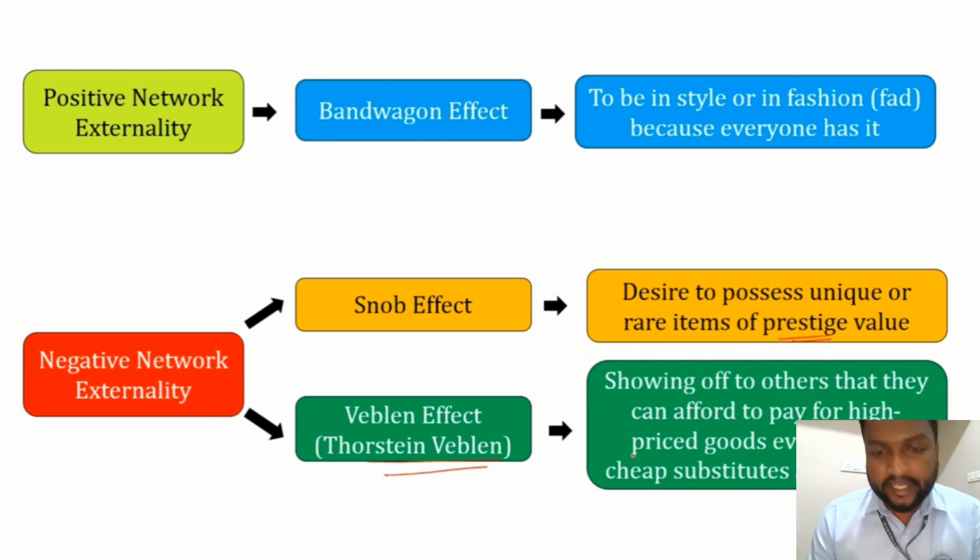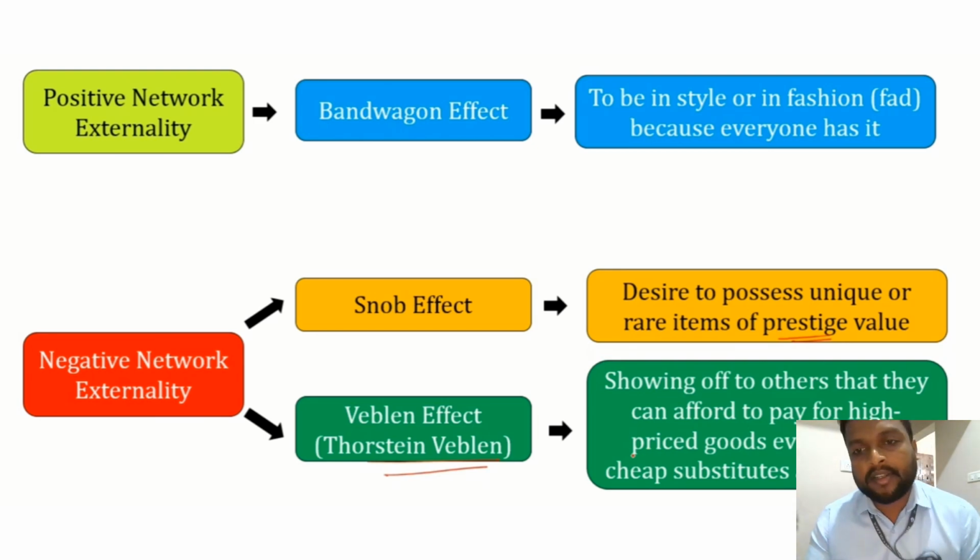And when it comes to negative network externality, we can divide it into two examples. First one is snob effect, and second one is Veblen effect. Snob effect is basically the desire of people or consumers to hold some things that are unique. So we have a desire to hold some rare precious metals or stones. That is basically snob effect. Our demand increases for that particular commodity because very few people are holding it.